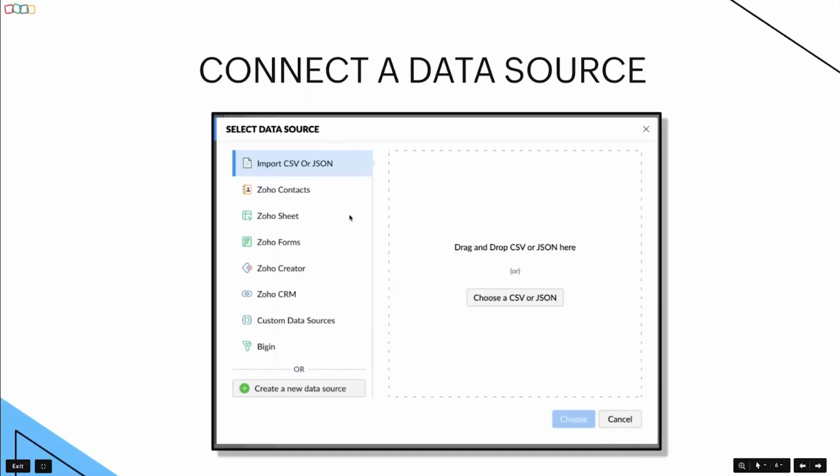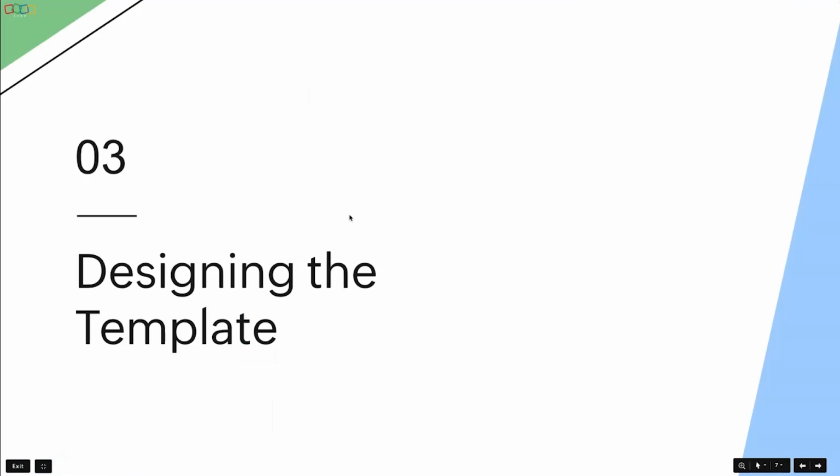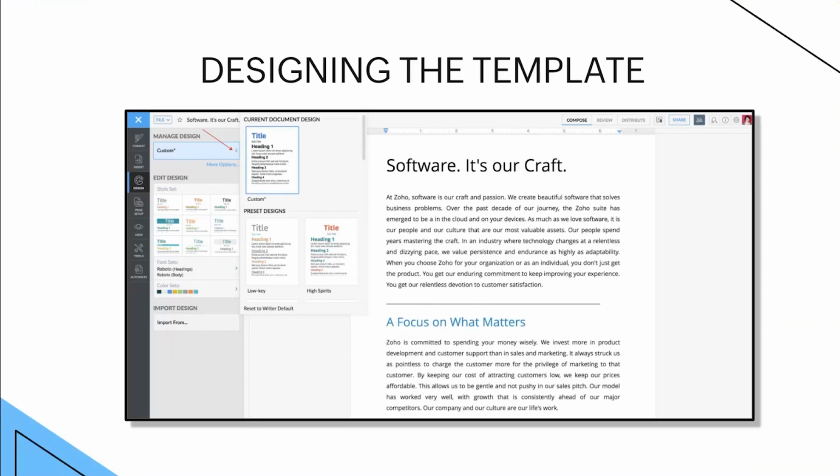That was perfect, Gautam. Now let's move on to designing the template. So designing a professional template is crucial for ensuring that your documents are not only functional, but also visually appealing. What are the options that Writer provides? Writer provides various options for creating and saving designs for later use. You can apply styles, fonts, and colors. And for example, if you have any pre-made designs, then you can easily import them and use it in your documents.